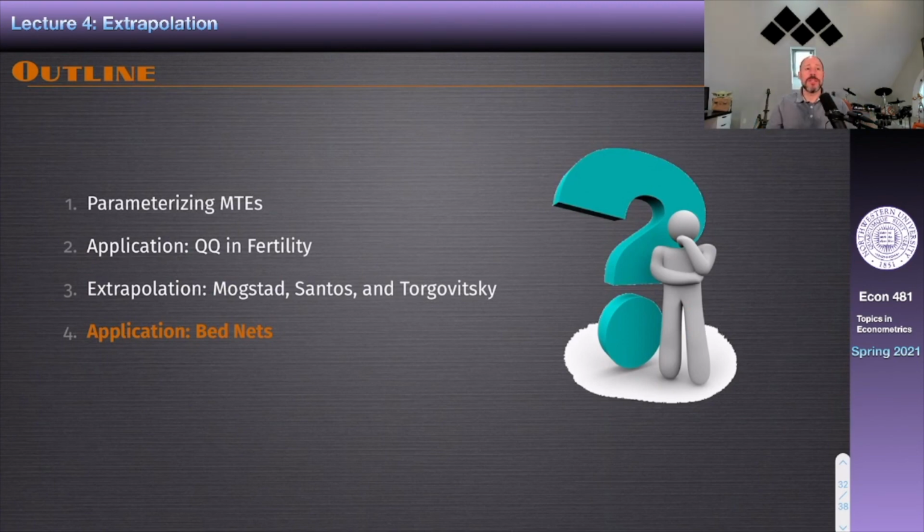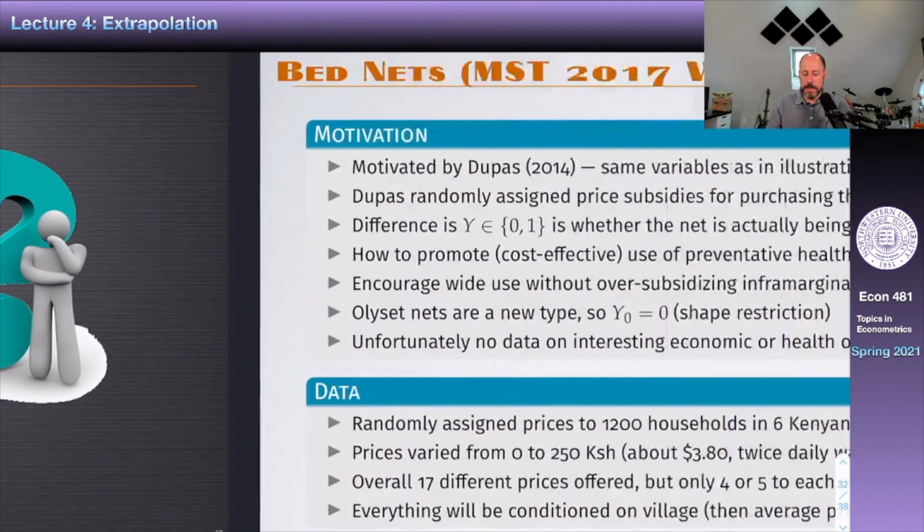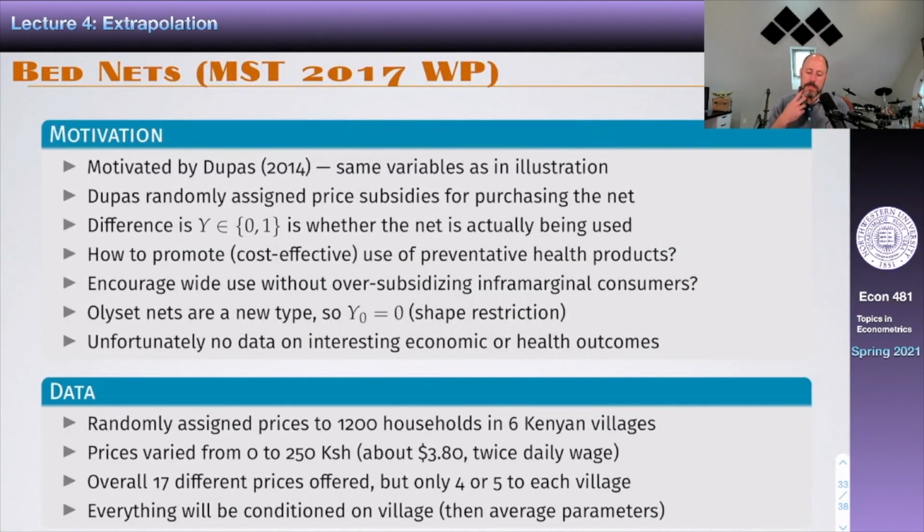All right, we're getting to the last part. We're going to talk about the application of bed nets. The purpose here is to show how this approach is computationally tractable and how you can compute it using typically well-known software for linear programs.